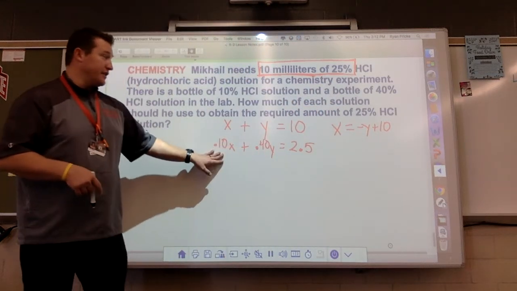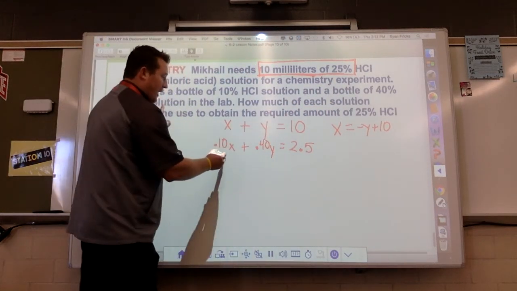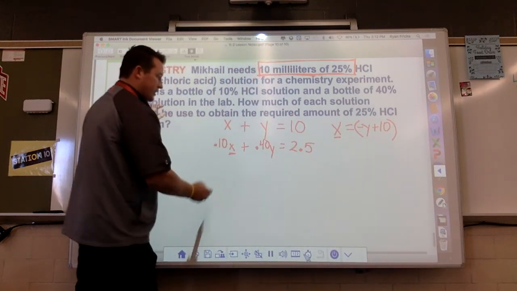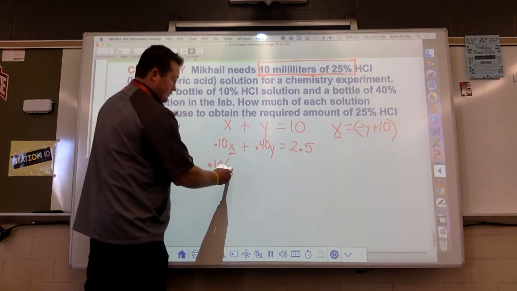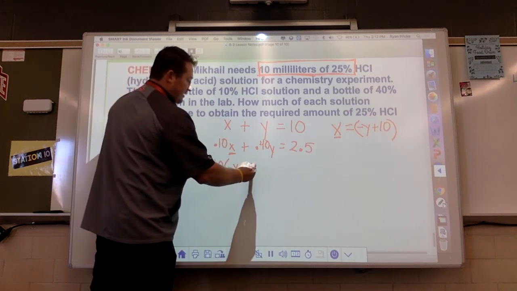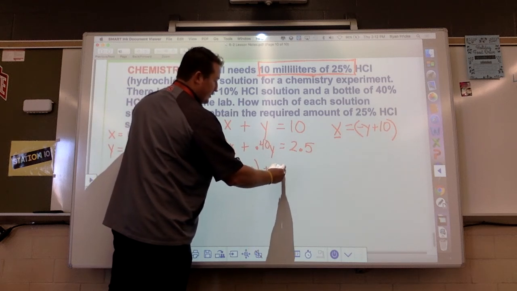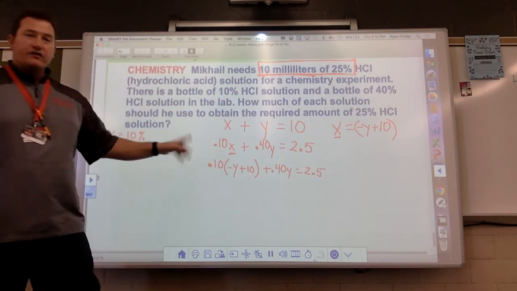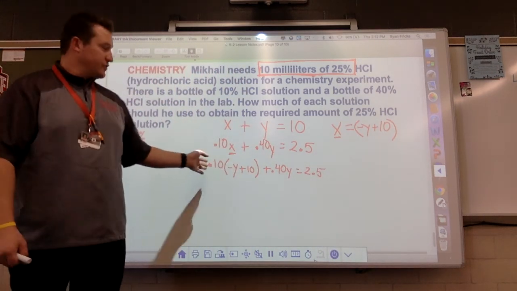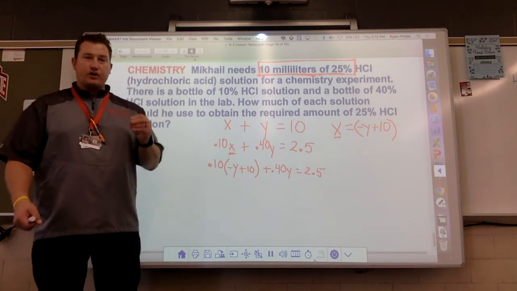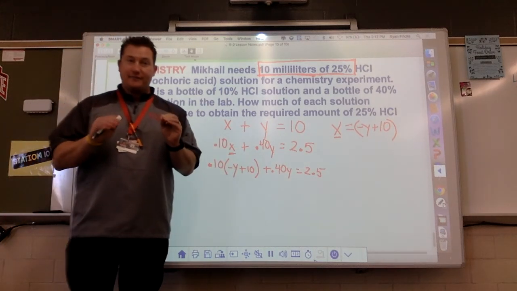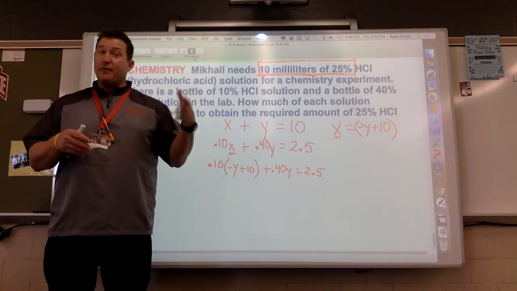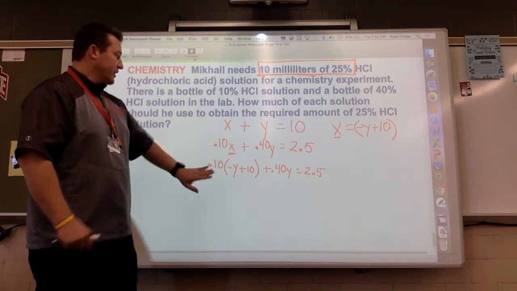I want you guys to try this one, okay? So again, if we're writing it, here's my x. We're going to replace it with this expression here. So it's going to look like this: negative y plus 10, plus 0.40y equals 2.5. Okay? So you guys take it the rest of the way. I want you to distribute, combine like terms. Don't worry when you get a negative. It's going to be okay because you're going to get a negative on the other side. And a negative divided by a negative, believe it or not, is a positive. So guys, take it the rest of the way.